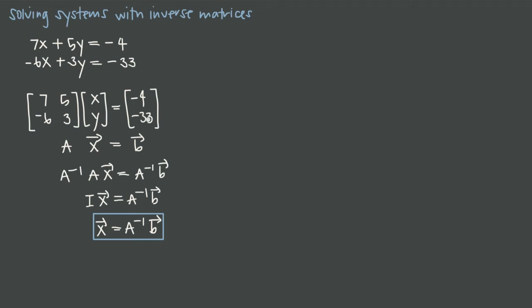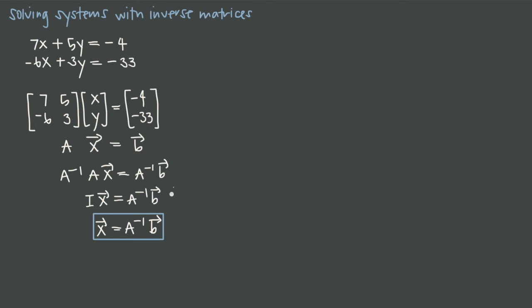So in other words, in order to find the solution to the system, x and y, in order to find the vector x, all we need to do is find the inverse matrix, the inverse of this matrix A, and then multiply it by the vector -4, -33, and we'll have our solution to the system.